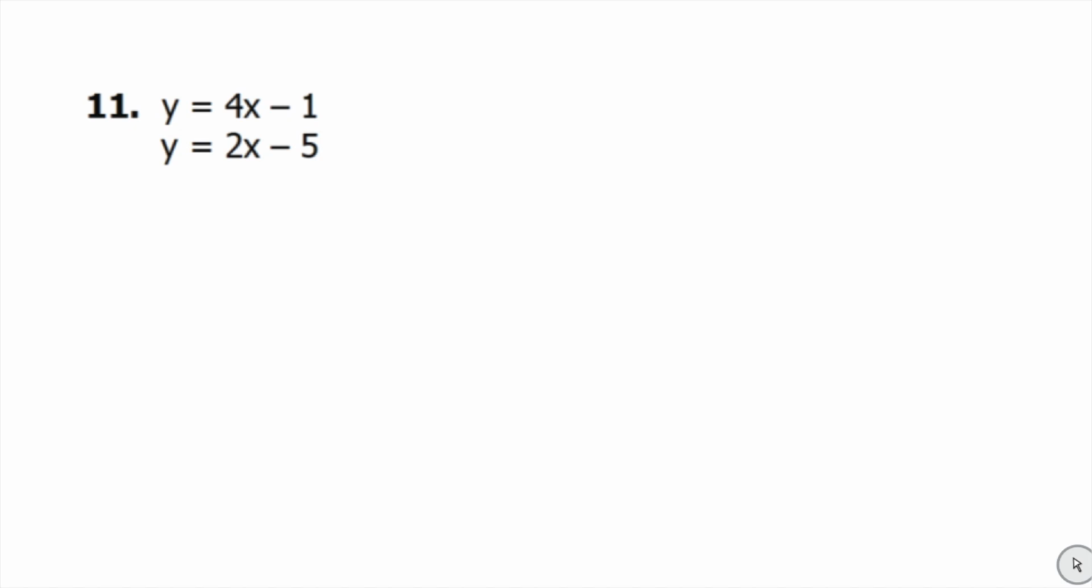Number 11. So y equals 4x minus 1 and y equals 2x minus 5. So if we take 4x minus 1 and plug it into 2x minus 5, you know what? Actually, this won't work, because if y equals 4x minus 1 and y equals 2x minus 5, you can make them equal each other, because if this equals y and this equals y, they must equal each other.